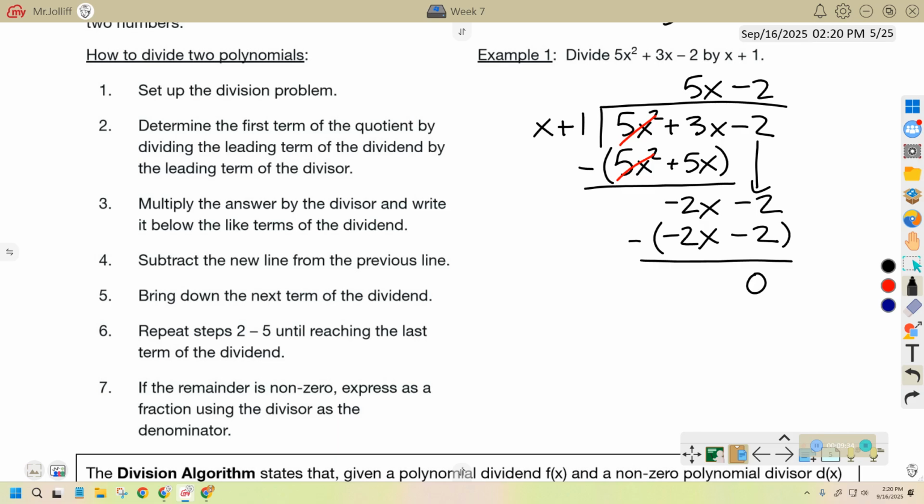0. And you'll notice there's nothing left to bring down. So this is where I stop. That's the end of the process. And because there is nothing there, I have no remainder. X plus 1 divides evenly into 5x squared plus 3x minus 2. So for my answer, I would write that 5x squared plus 3x minus 2 divided by x plus 1 is equal to 5x minus 2.